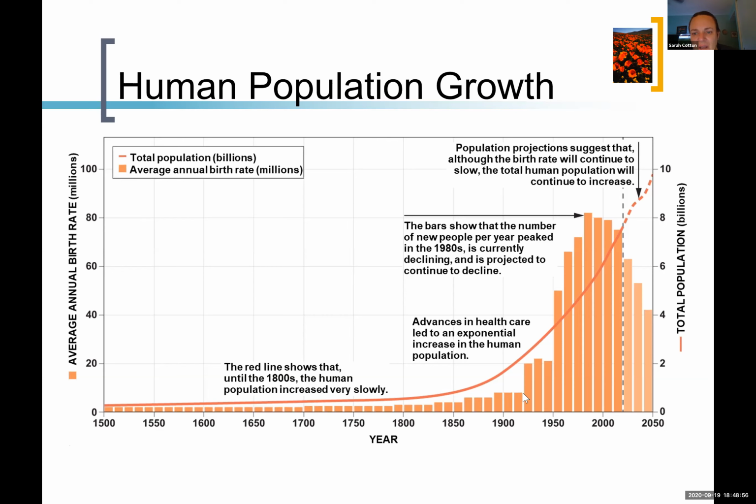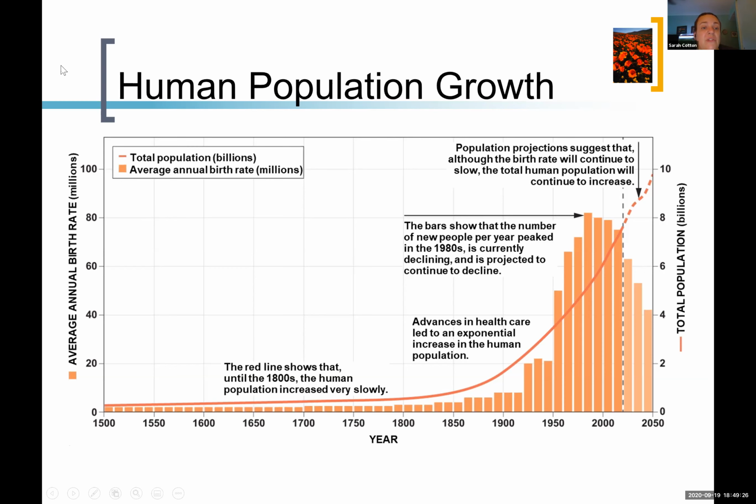So it took all of human history to get to 1 billion. And then it only took 100 years to get from less than 2 billion up to 6 billion. Right? So population growth is through the roof right now.